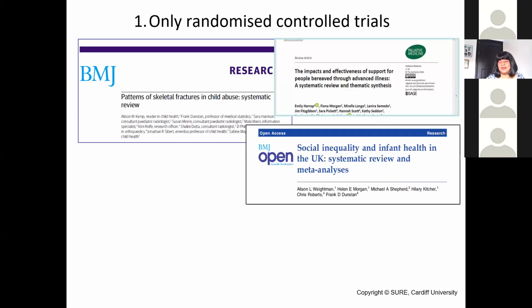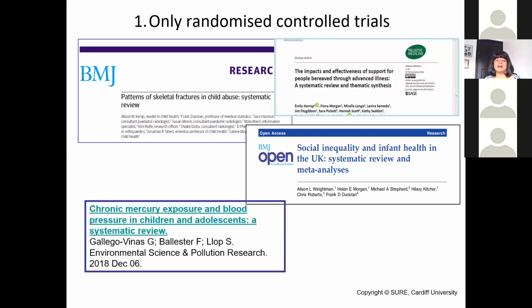So there are lots of others here I've put up, but I'm quite sure some of you might even know of others where randomized controlled trials aren't the included studies, but they may be case control studies or non-randomized controlled studies. So this one, "Chronic mercury exposure and blood pressure in children and adolescents, a systematic review." So they didn't use randomized controlled trials.